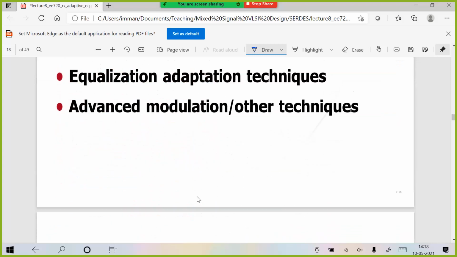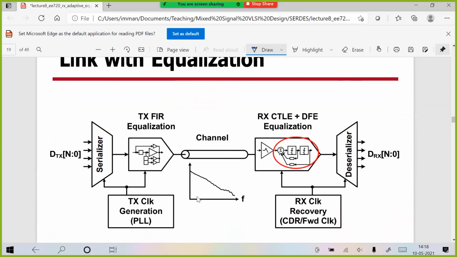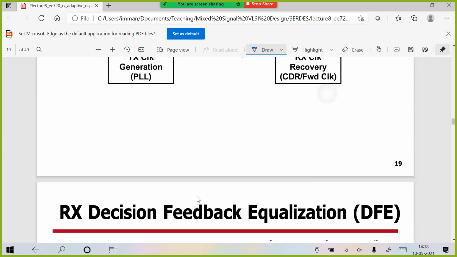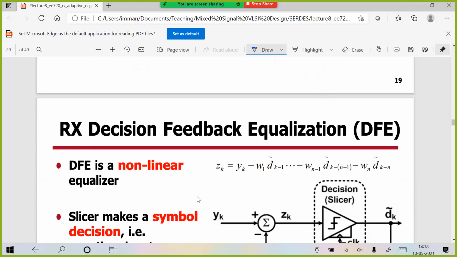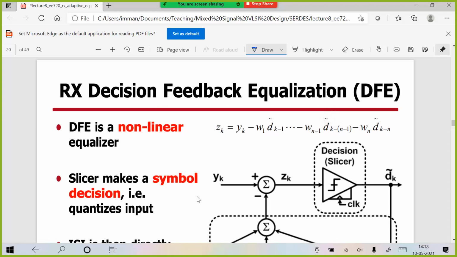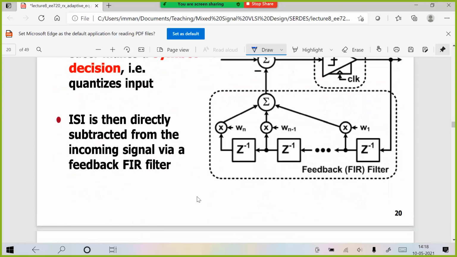So now let us move to the third way of equalization. Usually, as you can see here, the first stage will be a CTLE. Usually people don't use RX FIR, right? And the other thing is called DFE. What is DFE? DFE stands for decision feedback equalization. In decision feedback equalization, it's a nonlinear equalizer. So let me explain how this particular thing works.